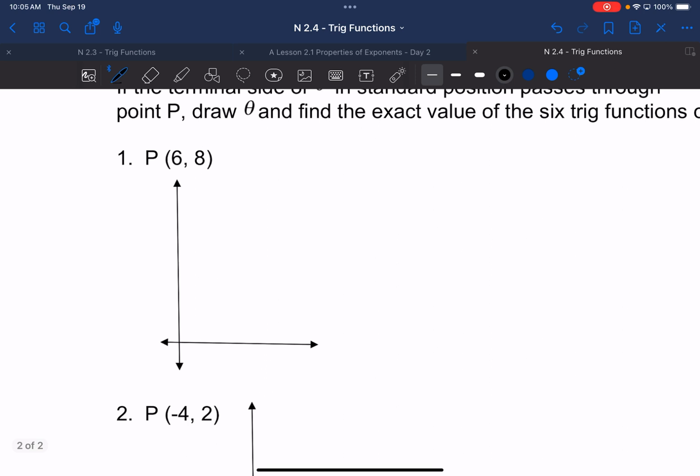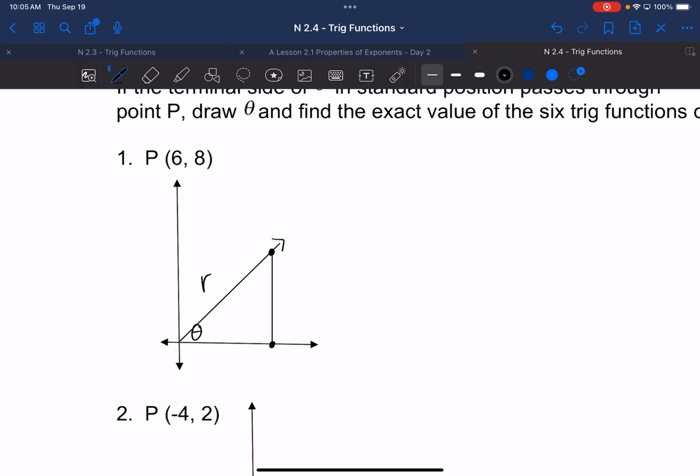So on number 1, our point P that they said the terminal side goes through is at (6, 8). So I'm going to go to the right 6 units. So maybe that would be somewhere in here. And I'm going to go up 8 units. So maybe that's somewhere up here. And they said that's going to be the point that my terminal side of my angle goes through. So this is where our vector R goes through. And remember, we said theta is this angle right here, right towards the origin.